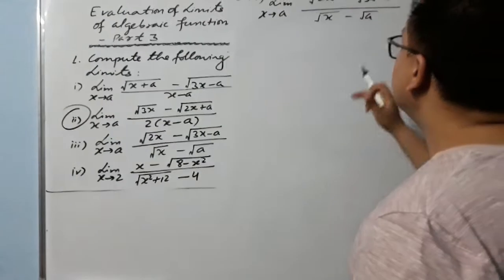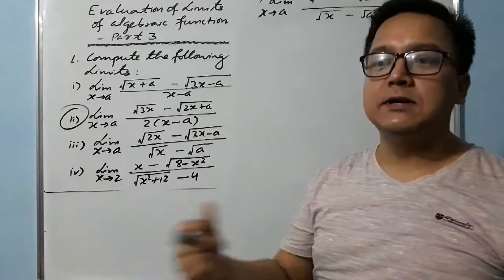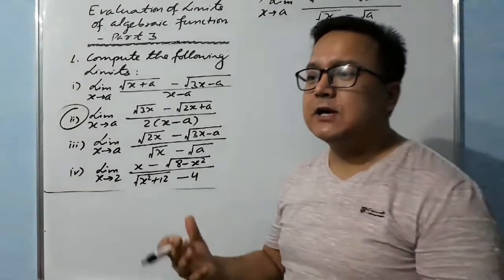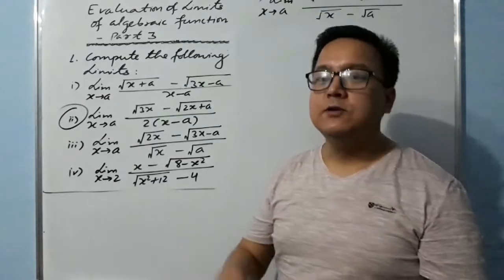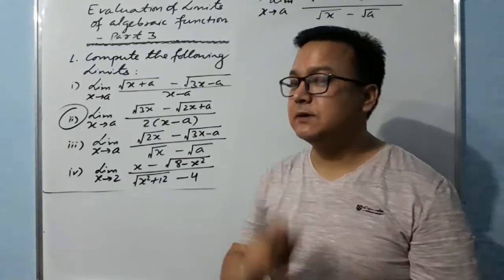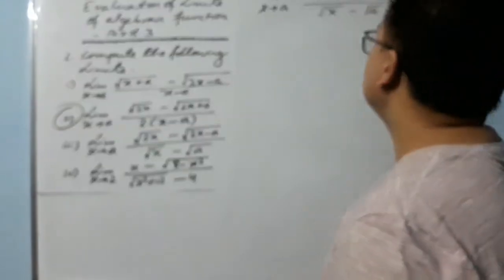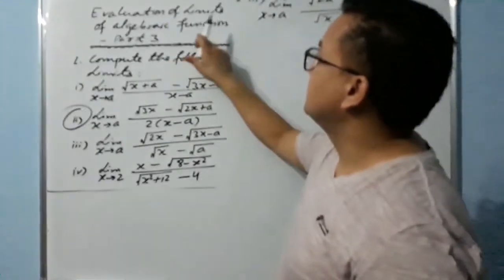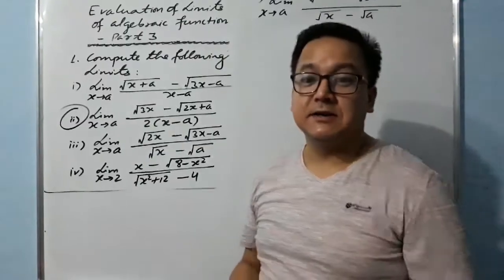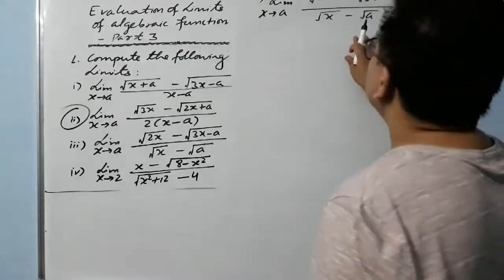Here, in the first question, we just rationalized the numerator. Here, the radical sign is in both the numerator as well as in the denominator. So that's why we need to rationalize both, the numerator as well as the denominator. Whenever you get a radical sign in both, especially in evaluation of limits of an algebraic function, you can rationalize.